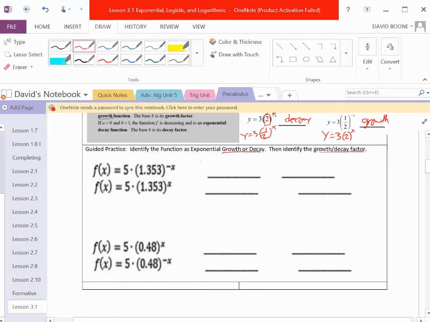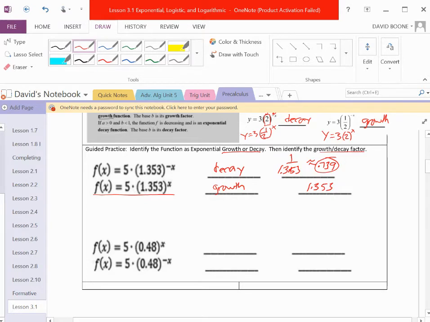This one, probably easier to do the second one down here. That number is bigger than 1. There's no negative in that exponent, so this is certainly growth, and its growth factor would be 1.353. This one here, its actual growth factor would be 1 over 1.353. If you just divide that in the calculator, it's approximately 0.739. So that's a decay, because that's between 0 and 1.